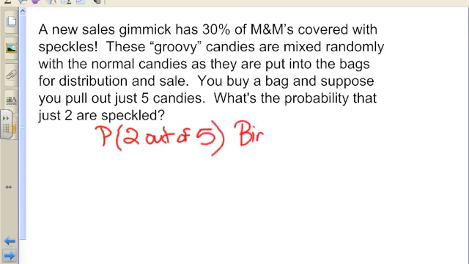This is a binomial question, right? I have this "out of." I have a set number of trials. I'm only choosing 5 M&Ms. It's set. And I'm asking about a number of successes. So that's what makes this binomial. It is still Bernoulli. Remember, Bernoulli could make 2 things. Think about it, we have 2 outcomes: either an M&M is speckled or it's not. There's a fixed probability, a 30% chance of getting a speckled M&M. And our trials are independent simply because we have less than 10% of all M&Ms.